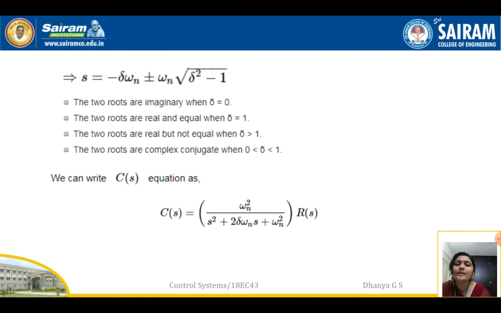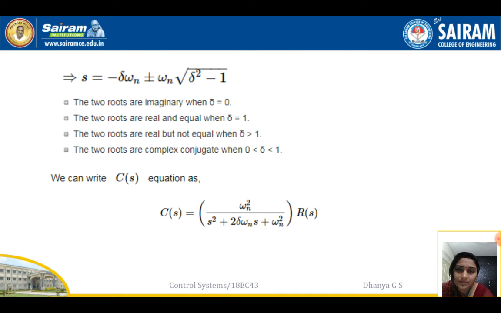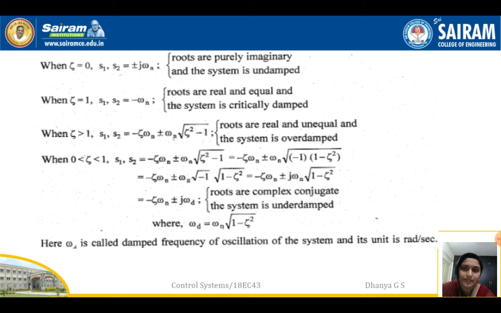So the conditions they have given over here: zeta is equal to 0, the two roots are imaginary. You can see here, roots are purely imaginary and the system is called undamped. I am giving you new information which we have to remember always. We have 4 kinds actually: undamped, critically damped, overdamped, as well as underdamped. These 4 we have to study in future. So just remember all those things.